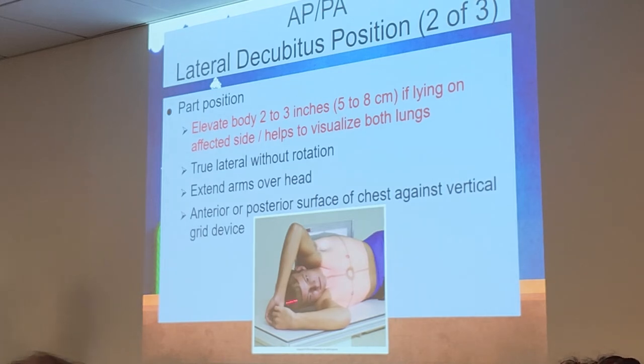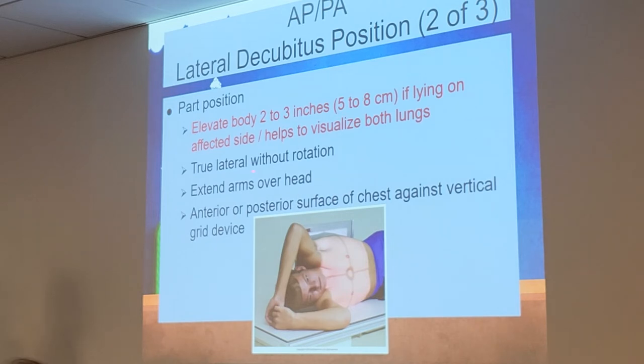Like I said, once again, this picture would be incorrect. This would likely be cutting the right lung off. So we want to put some pillows or some sheets under that patient, or preferably a radiolucent sponge if we have it available, to elevate that body to make sure both lungs are on that radiograph.